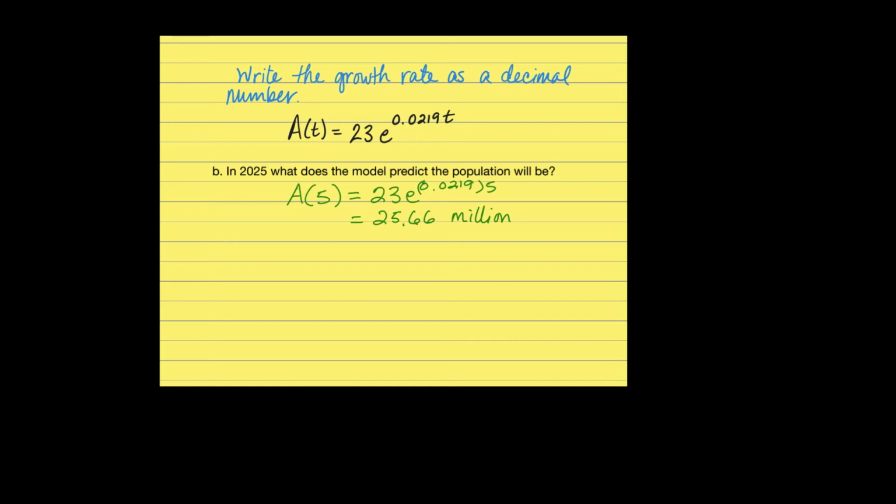Part B of this problem is, in 2025, what does the model predict the population will be? So 5 years have passed since 2020, so that's the elapsed time. We're going to put 5 in for t, put that in your calculator, and you get 25.66. And you need to remember that you're talking about millions of people here. Again, that's contextual with your problem.